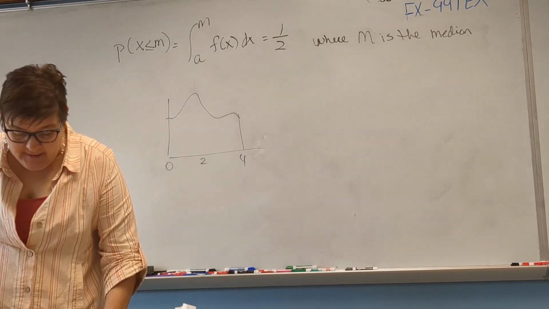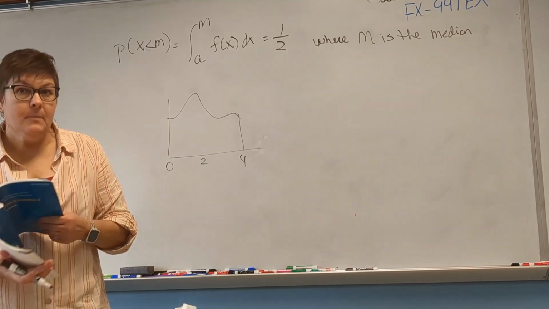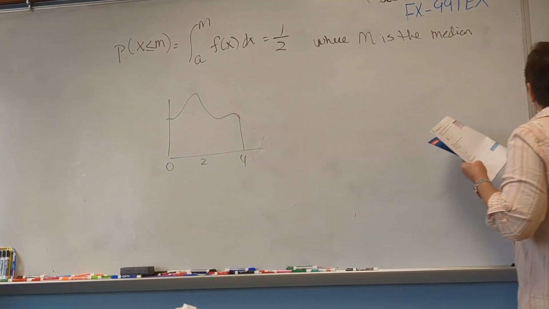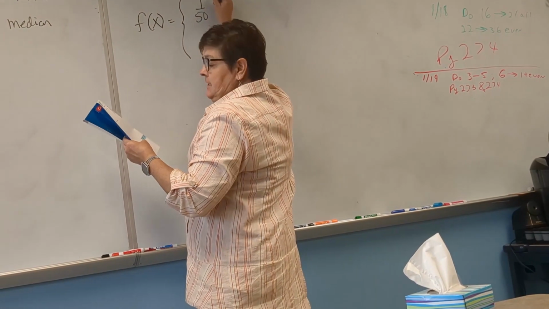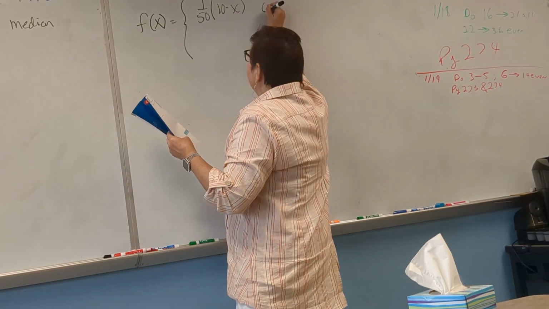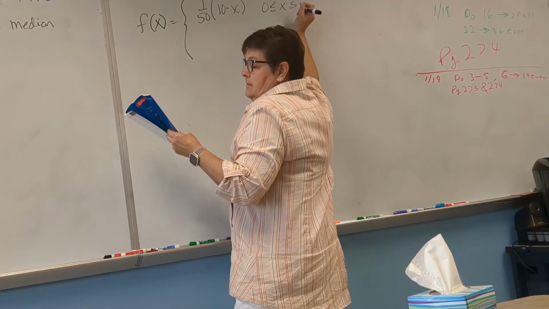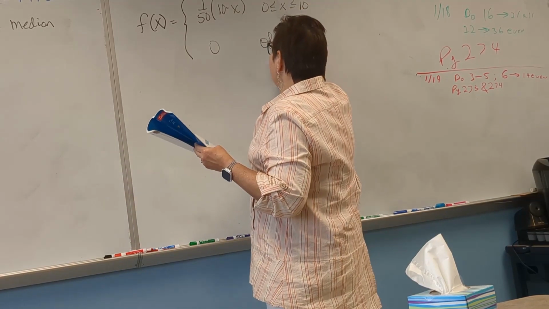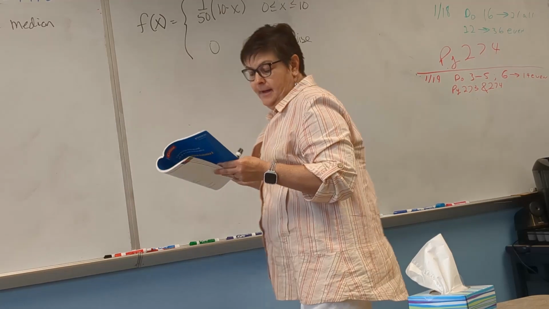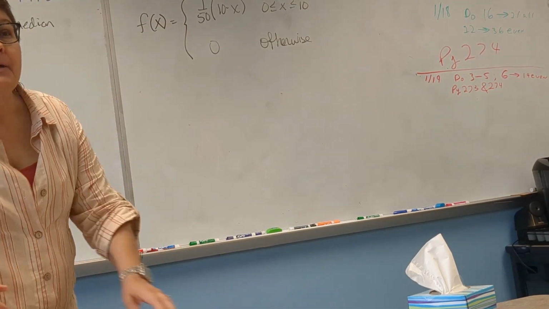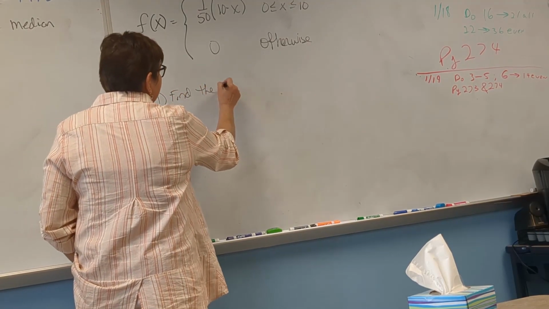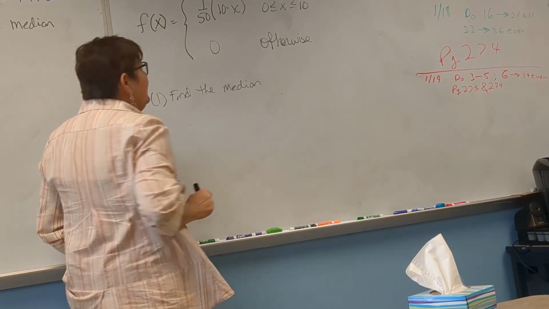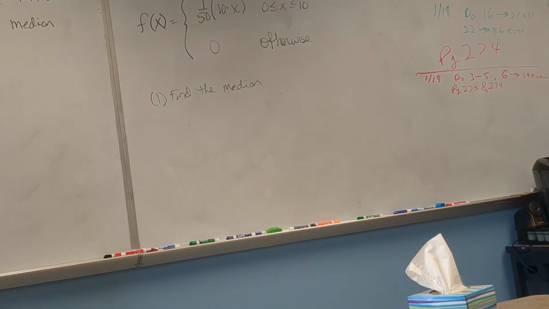Okay, so let's go ahead and do a problem. My function is 1/50 times (10 minus x) from 0 to 10, and it's 0 otherwise. The first thing I want to practice is finding the median. So how do we go about finding the median? Again, in a perfect world, it would be right down the middle.